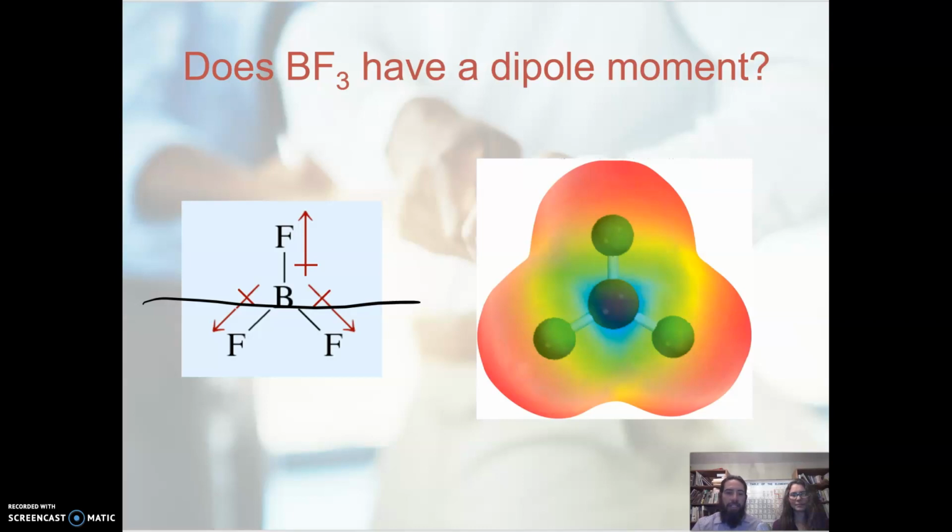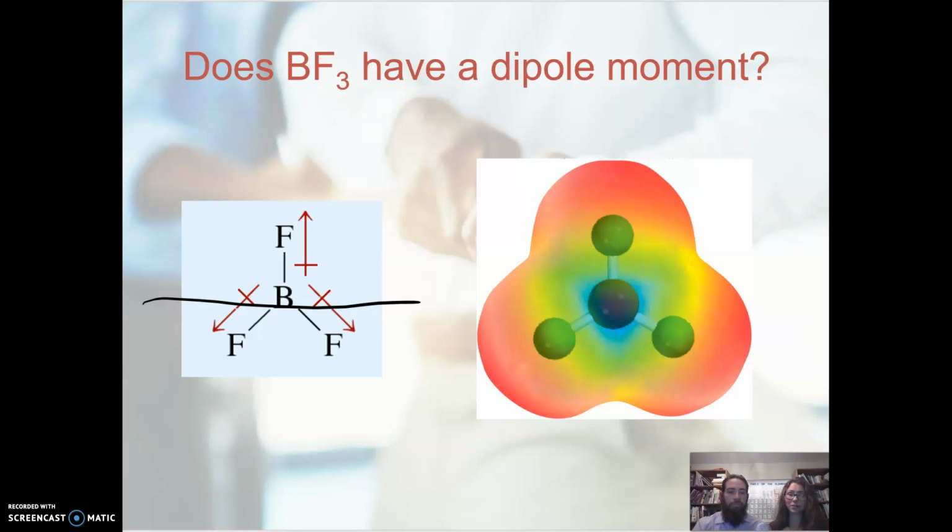This is actually symmetrical. The space around the boron is filled with fluorine atoms, and since they're all the same atom, this is considered to be symmetrical, and this is a nonpolar molecule. That positive side is all toward the center, and that larger negative electron distribution is all around the outside. So the VSEPR model tells us that these are as far apart as possible.